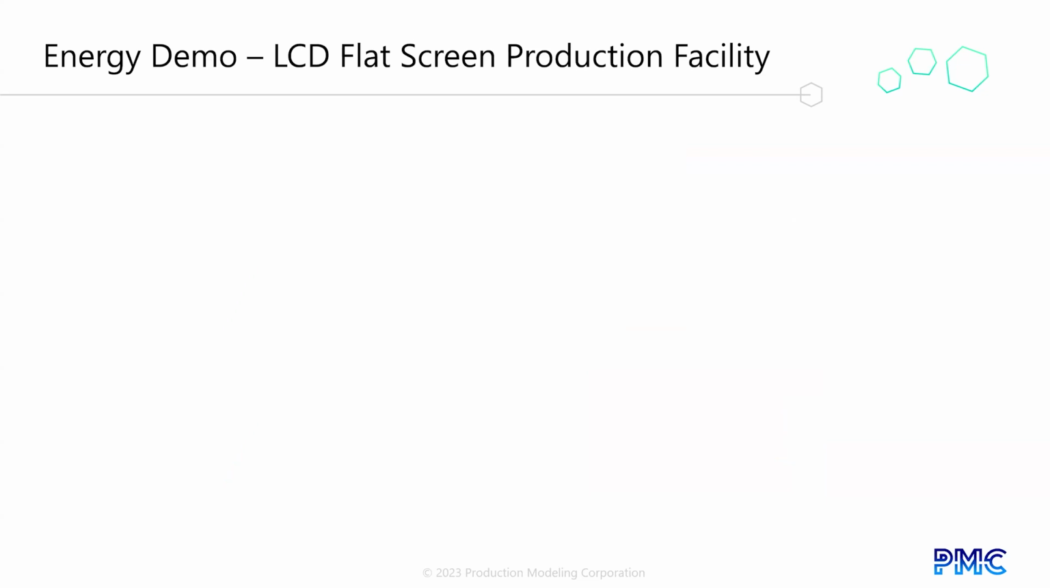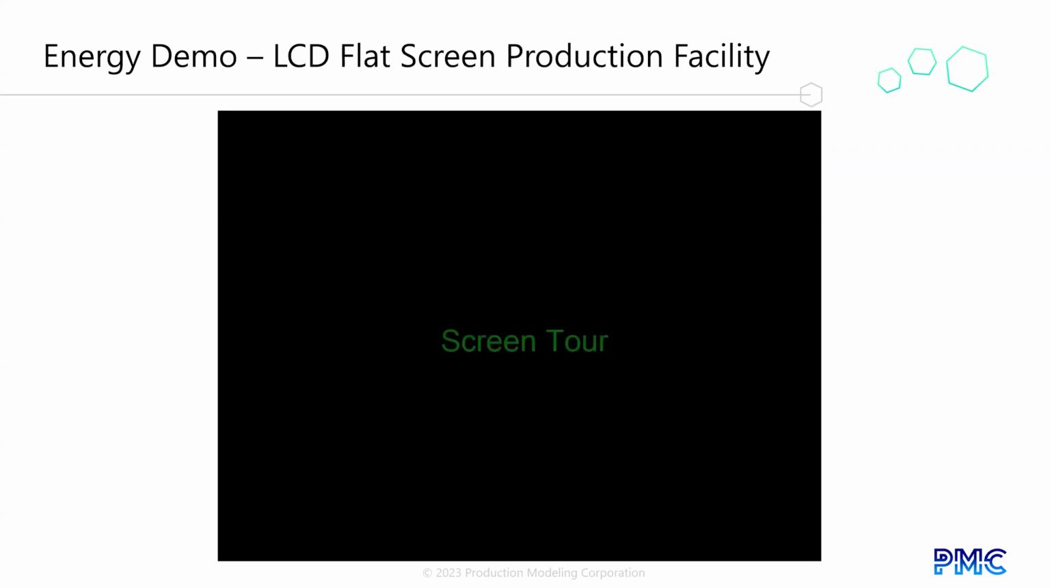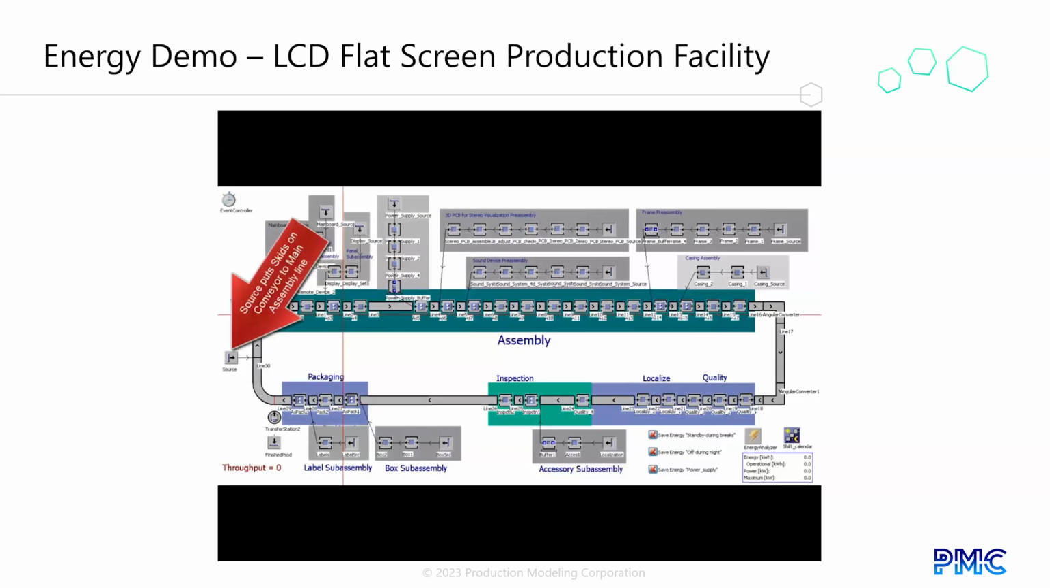And now we have a video of an energy simulation of an LCD TV screen production facility. Screen tour of our Plant Simulation model. The source puts skids on the conveyor to the right, which moves skids up to the main assembly line.